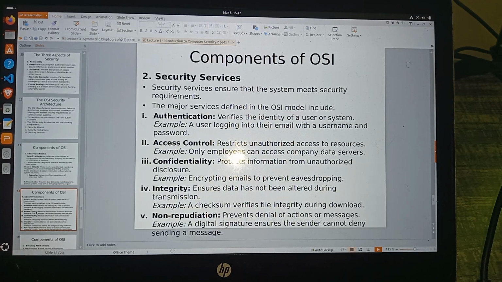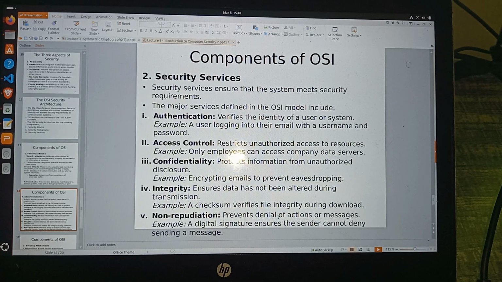We also have the components of the OSI architecture, which include the security services. Security services ensure that the system meets the security requirements, and they include authentication, access control, confidentiality, integrity, and non-repudiation. Authentication is where the system verifies the identity of a user before login. When a user logs in using an email or username, the system has to authenticate before accepting. Access control restricts unauthorized access to resources; for example, only employees can access a company's information or data servers.